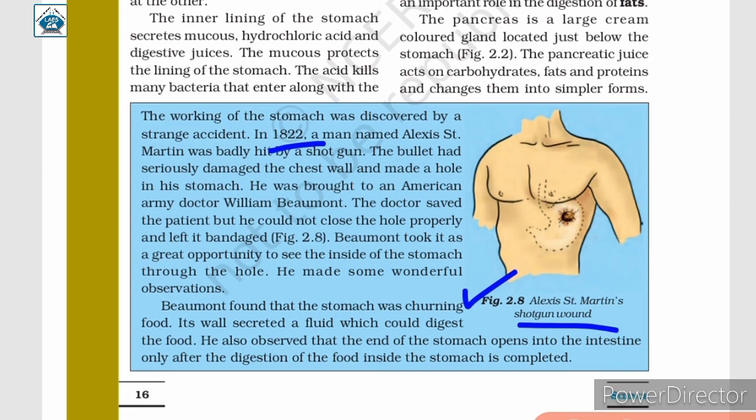Through the hole, Dr. William Beaumont took a look inside the stomach and some observations were made by him. While observing, the doctor found out that the stomach was churning food and the fluid was secreted inside the stomach which could digest the food. Through the hole, he also observed that the stomach opens into the intestine only after the digestion of food is completed inside the stomach.